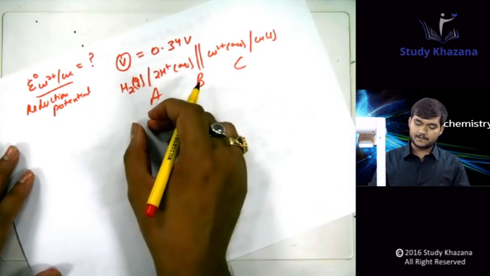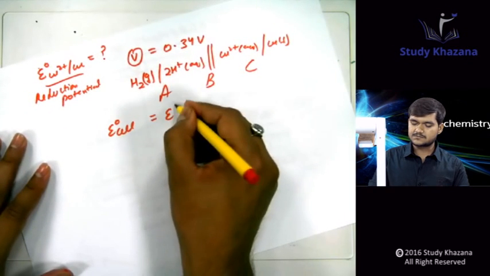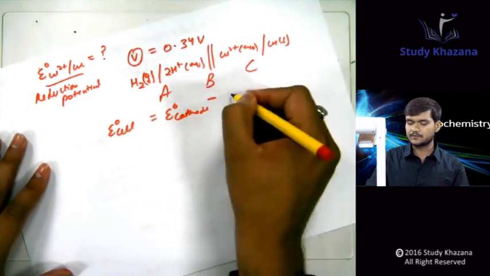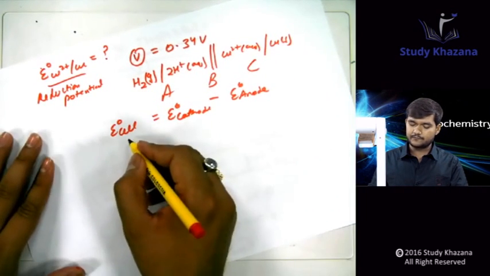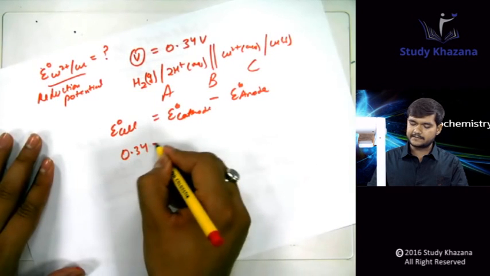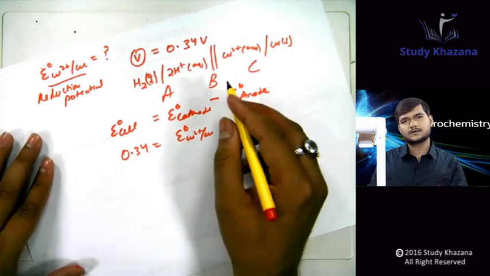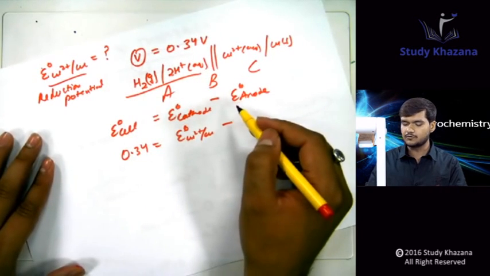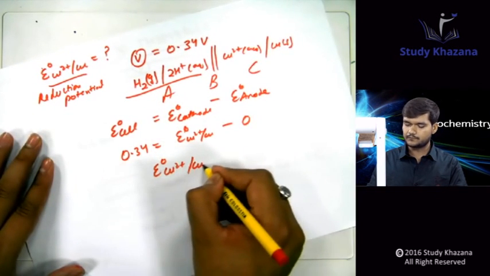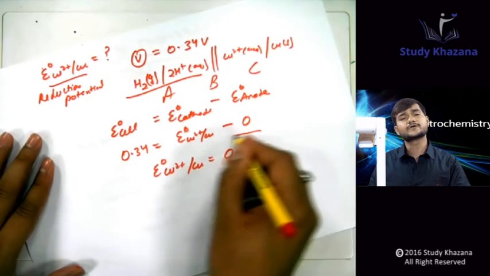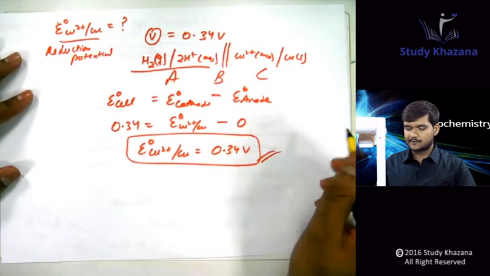Okay, so E naught cell is equal to E naught cathode minus E naught anode. This relationship we have. So E naught cell is 0.34 volt, E naught cathode I can write for the copper rod, and the anode is here SHE, and the standard electrode potential for SHE is 0. So the reduction potential for copper is 0.34 volt. Okay, so we are always calculating the reduction potential.